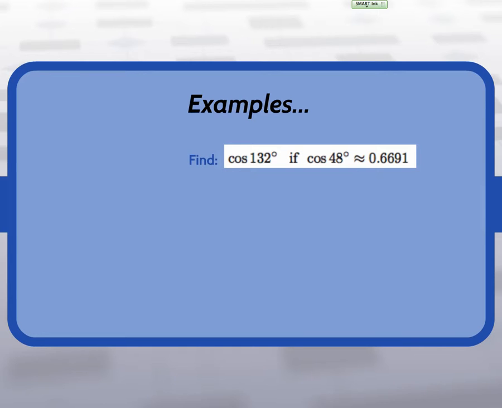But this one we won't be able to, so I'm going to help you work through this one because 132 degrees and 48 degrees are not on that unit circle, but we can still use the unit circle to help us figure it out. So it says, find the cosine of 132 degrees if we know the cosine of 48 degrees is 0.6691. So again, this one's a little bit more difficult than just straight looking at your paper, but we can still use the unit circle to help us figure it out.